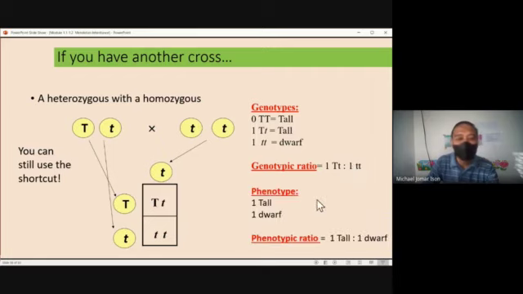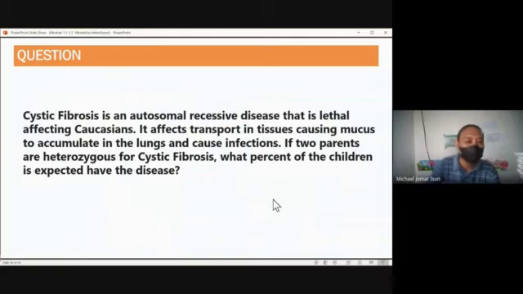And the phenotypic ratio will be 1 tall and 1 dwarf, and the phenotypic ratio will be 1 tall and 1 dwarf as well. Okay, so that's quite easy. So let's look at some examples here.